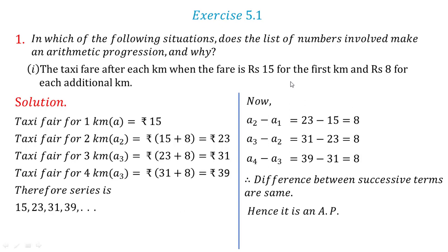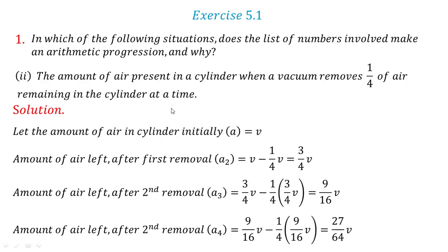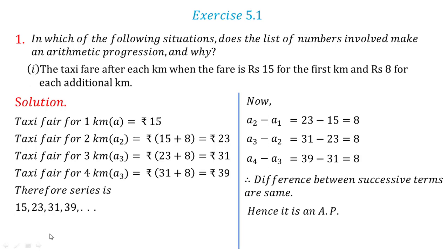So this is a common experience. You must have traveled with taxi or auto. Okay, so if you travel 1 kilometer or less than it, you are paying 15 rupees. So 15 rupees is your initial fare. So taxi fare for 1 kilometer I have written 15 rupees. Okay, then for each extra kilometer I am paying 8 rupees more.